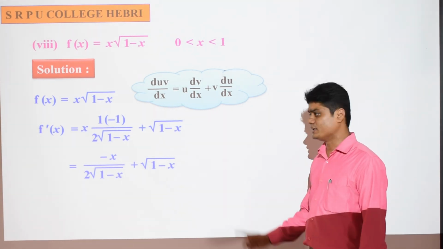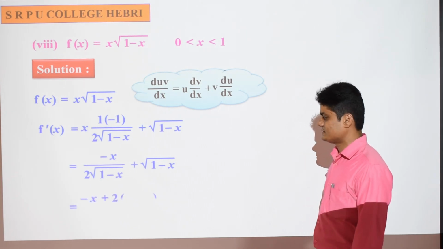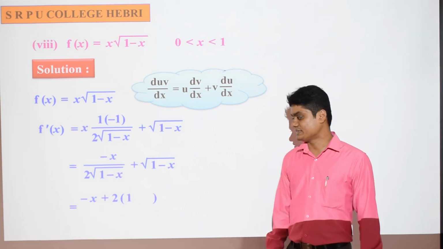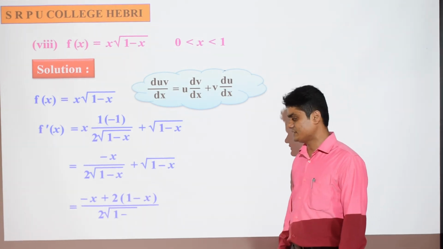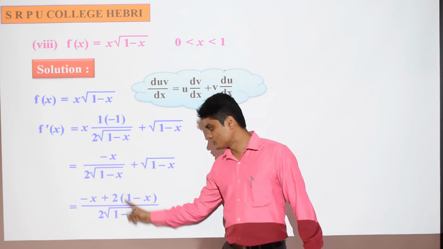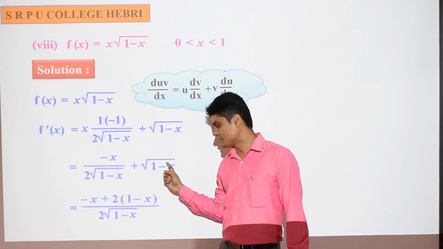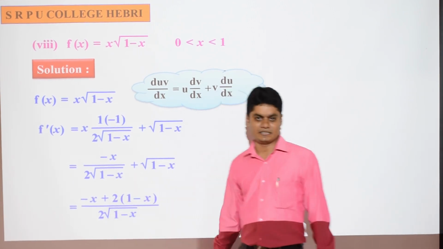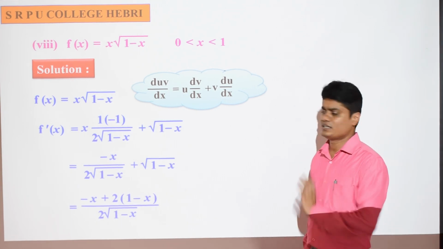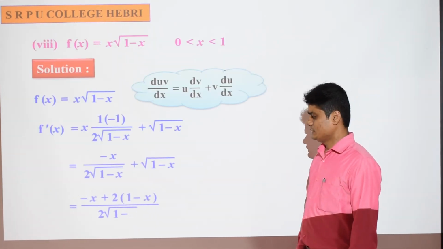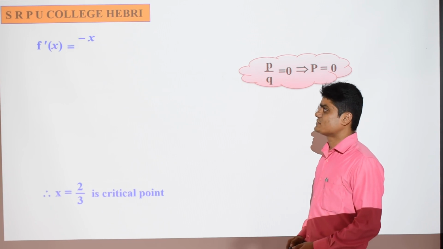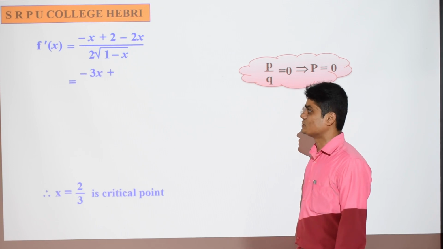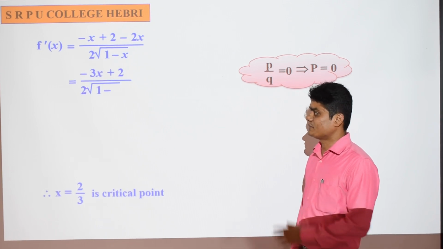So let us see what I did here. So it is minus x. Here LCM is taken. What is LCM? 2 times root of 1 minus x. For that LCM, the expression will be like this. See, we want root of 1 minus x. When it is multiplied by root of 1 minus x, it will be 1. This 2 is multiplied. I hope this simplification you understood. Definitely you will understand. So next, f dash of x is equal to minus x plus 2 minus 2x divided by 2 times root of 1 minus x. Simplify further.